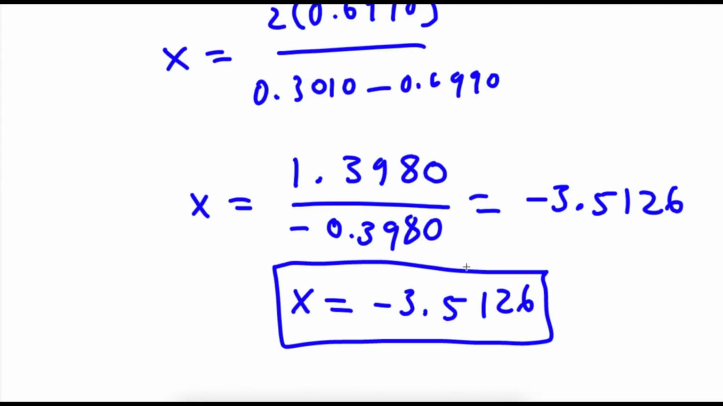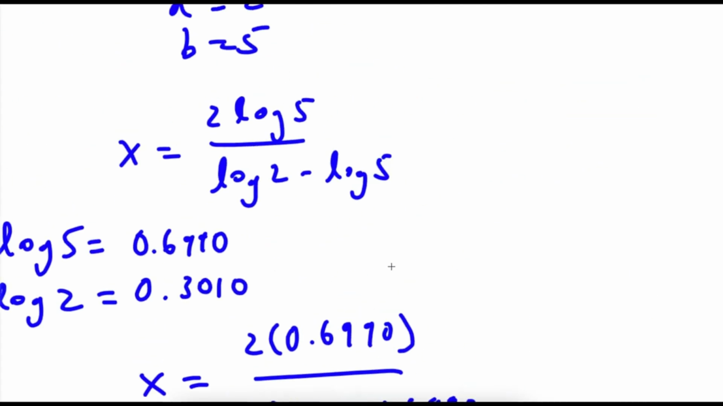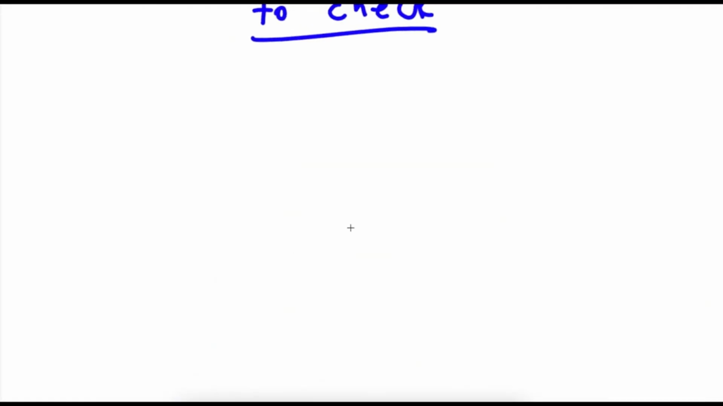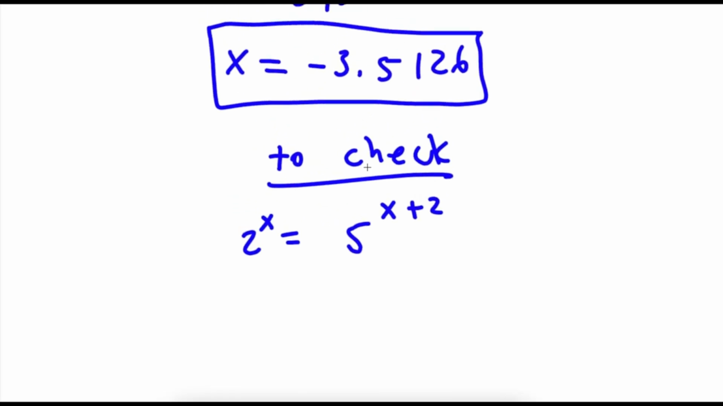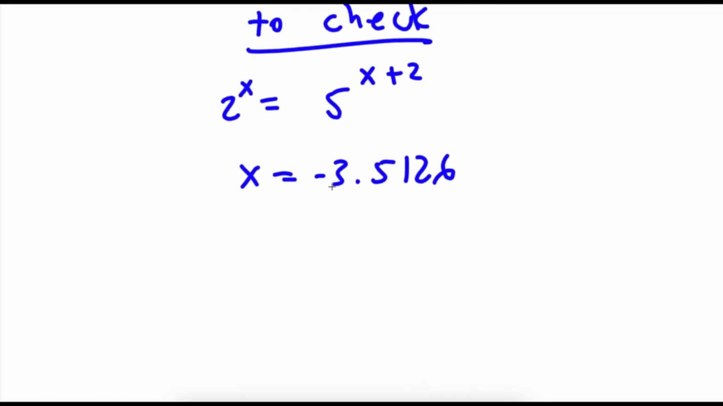Now, we are going to check this value of x. So, to check, our original equation, remember, which is right here, is 2 to the power of x is equal to 5 to the power of x plus 2. So this here was our original equation. Now, x here is equal to negative 3.5126. So we found our value of x.